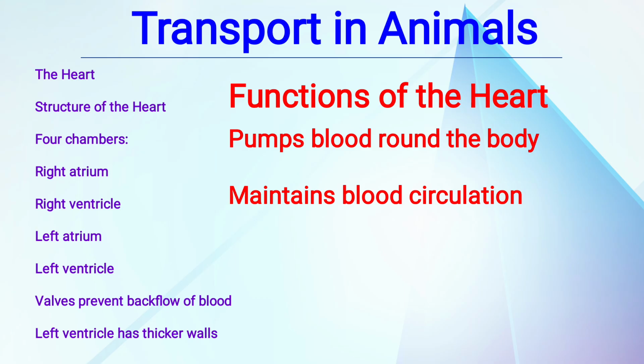Now, what does the heart do? When you talk about it, we have the structure of the heart. The heart has four chambers. We have the right atrium, right ventricle, left atrium and left ventricle. These are the four main chambers of the heart: right atrium, right ventricle, left atrium and left ventricle.